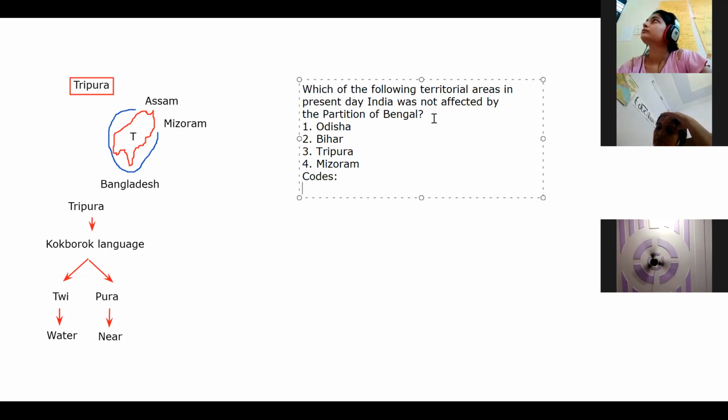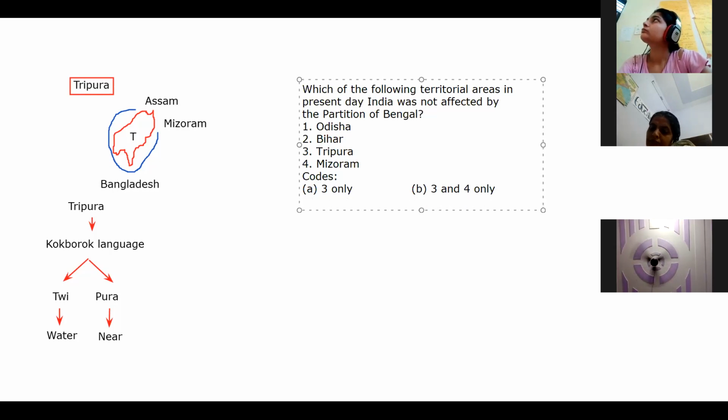So now I am giving the codes here. The first choice is 3 only. The second choice is 3 and 4 only. The third choice is 1, 2 and 4 only. And the fourth choice is none of these.